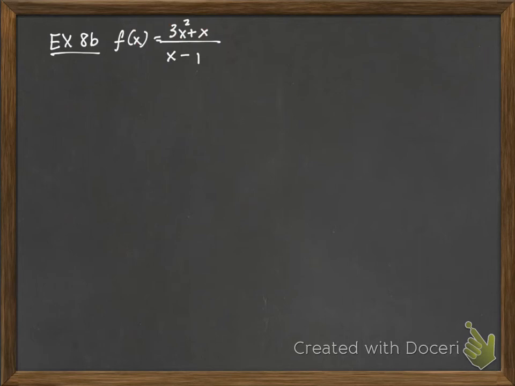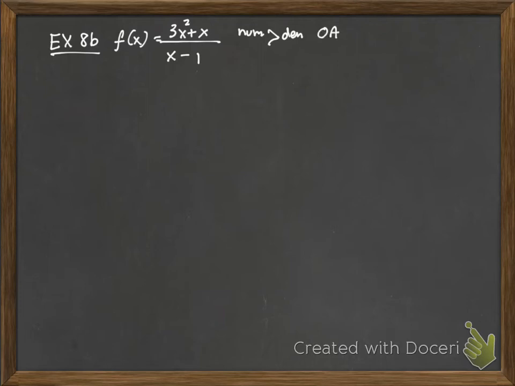Okay, this is example 8b. I'm on page 22, even though I didn't take a picture of the actual notes. But example 8b says we have f of x equals 3x squared plus x over x minus 1. And it tells us to do the same thing. We have to find any vertical asymptotes, intercepts, holes, that kind of thing, end behavior. So if I look at this, I'm going to look to see if there's a horizontal asymptote or an oblique asymptote. So if I check this out, I notice that the numerator is greater in terms of the highest power than the denominator. So when that happens, we know we have an oblique asymptote.